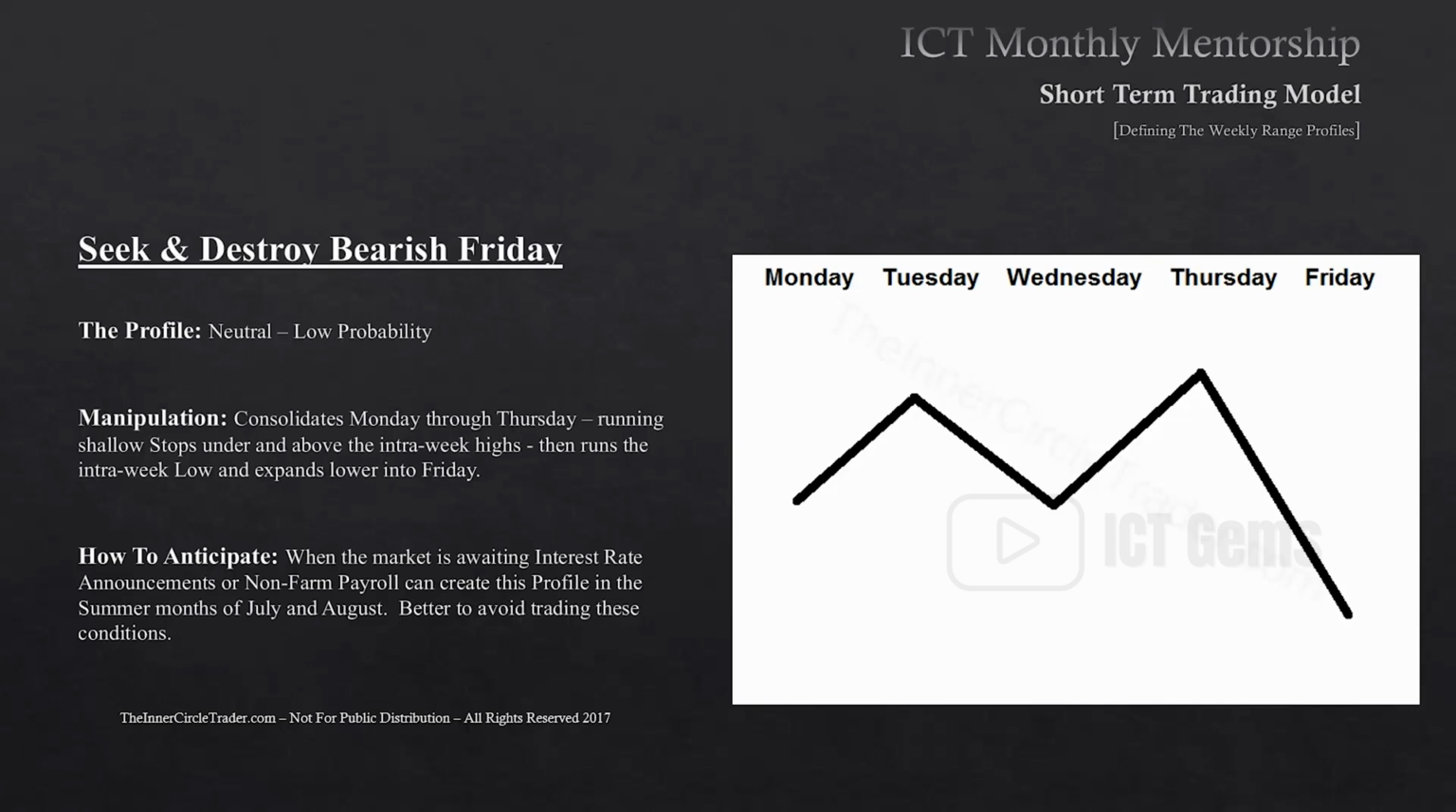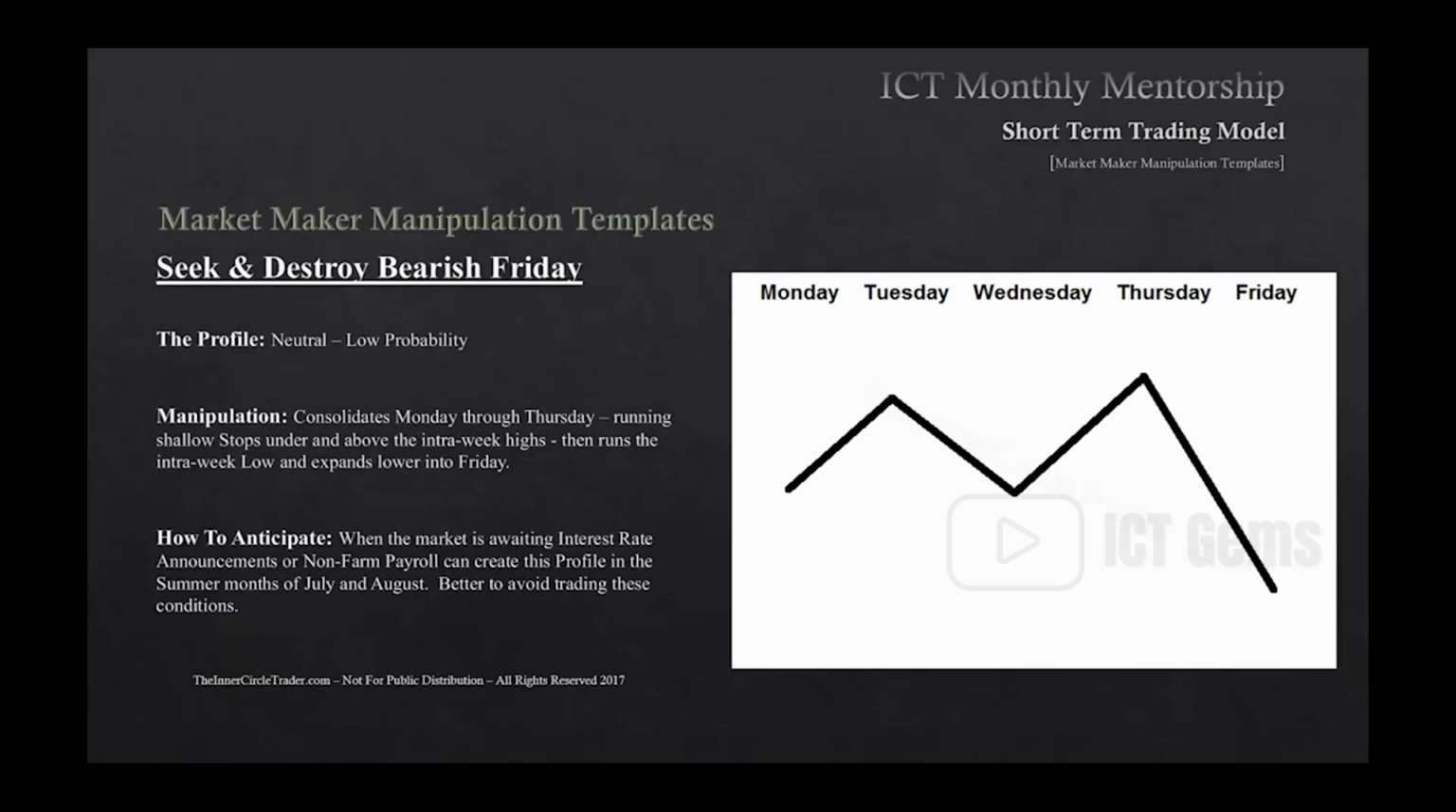It's better, again, to avoid these conditions. What we're looking for is the outcome of this. We're not looking to trade it. So we're looking for the market to create a consolidation Monday through Wednesday and then build a liquidity pool of buy stops intra-week. And on Thursday, we anticipate that market to be taken up to that level, taking out the buy stops, and a run on high and or medium impact news is usually the catalyst for that.